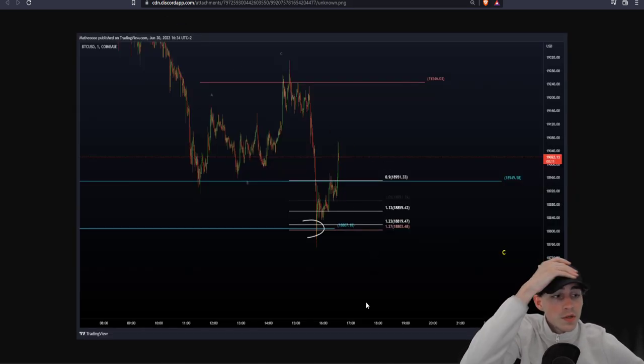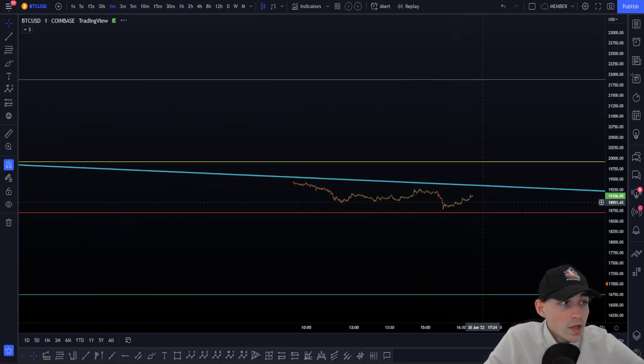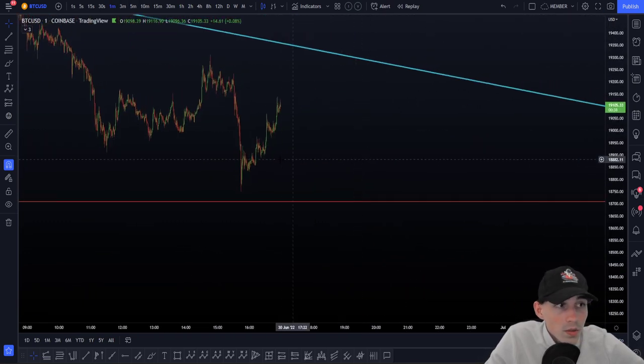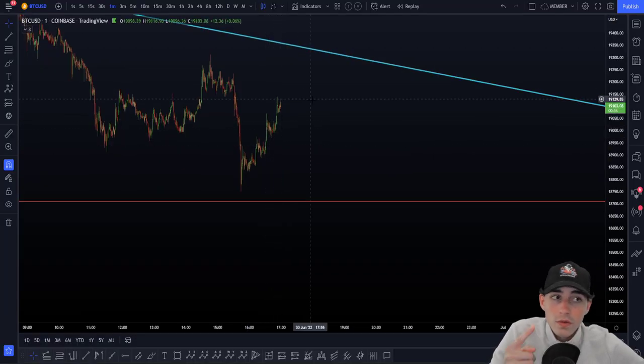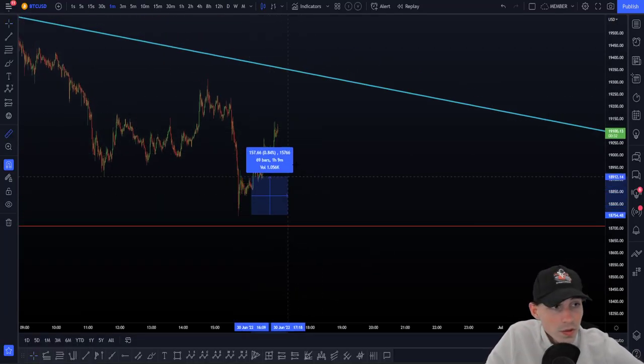A B for a flat in the way, and the wave 4 or the most common wave 5 target. And if there is no follow-through, of course, you can look for lower targets. There was follow-through, so surprise, surprise, we got a nice move to the upside. If you go on the one-hour here, we got a continuation because the screenshot is from around there. We got then a continuation of the move.